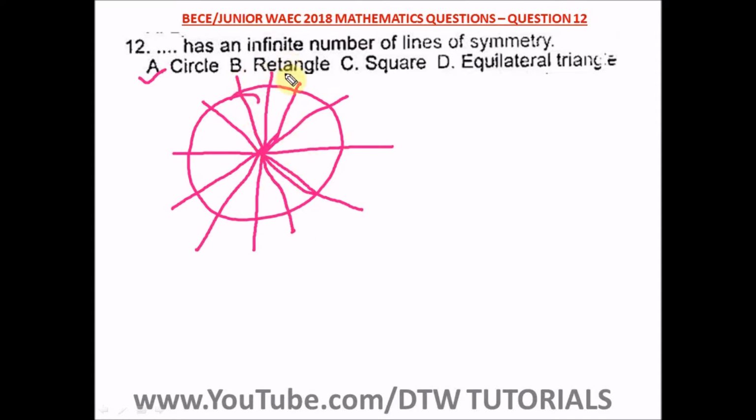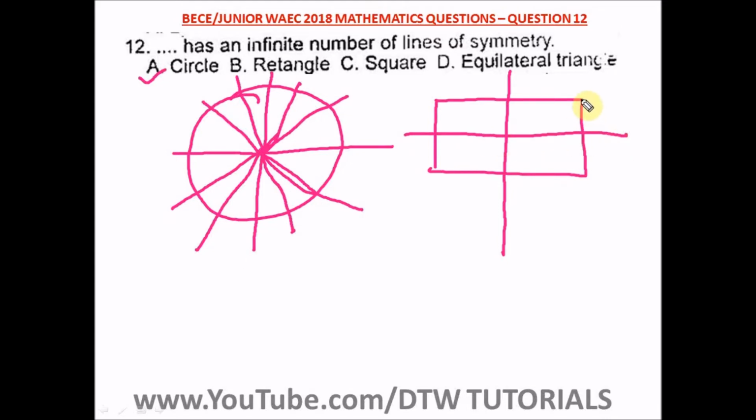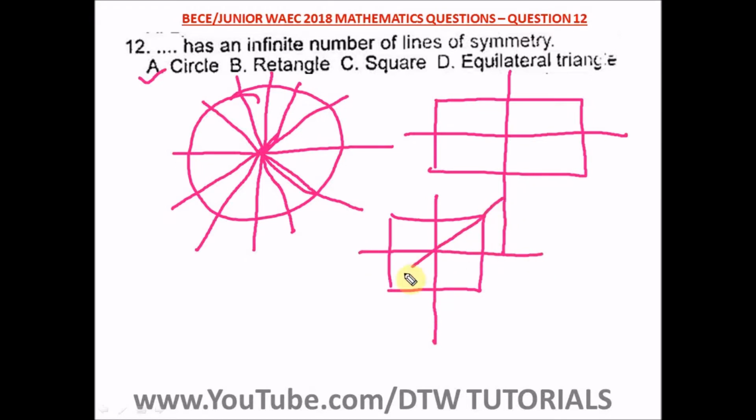For a rectangle, a rectangle just has two lines of symmetry. You can only divide it this way, and when you fold it, it is in two equal halves, and also divide it this way. You can't divide a rectangle this way because it won't give two equal parts. But a square has four lines of symmetry. Because all sides of a square are equal, you divide it like this, it amounts to two equal parts, like this, also two equal parts, and like this, also two equal parts. So for a square, you have four lines of symmetry.